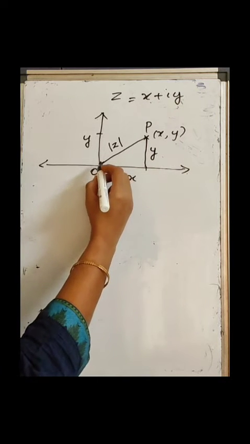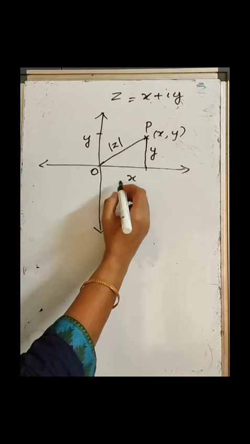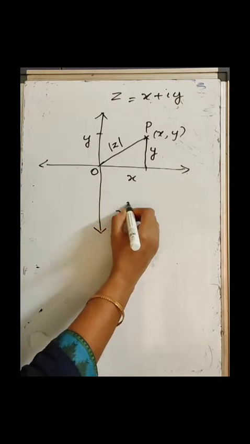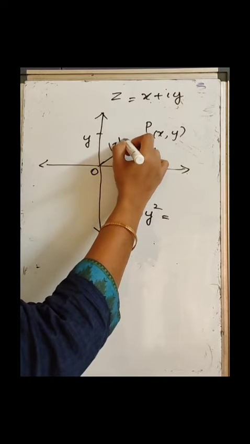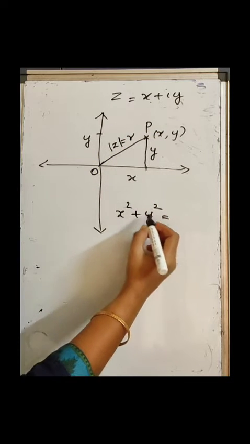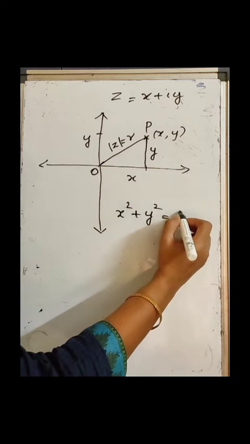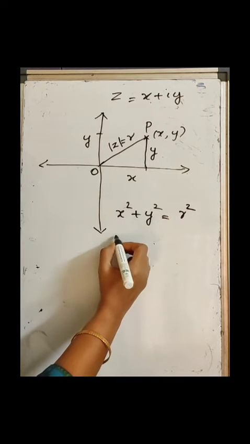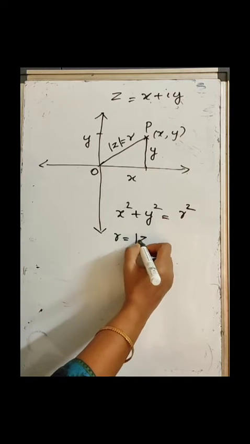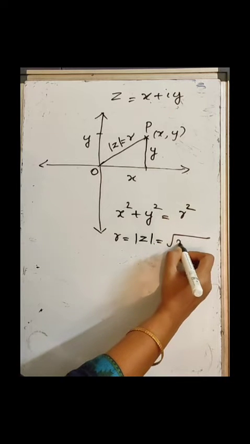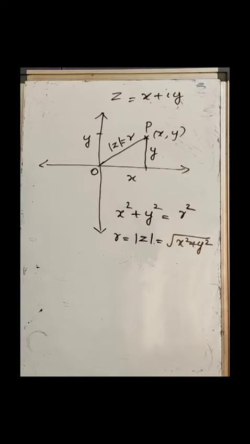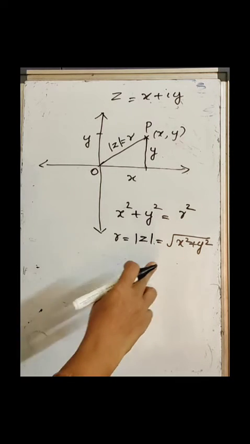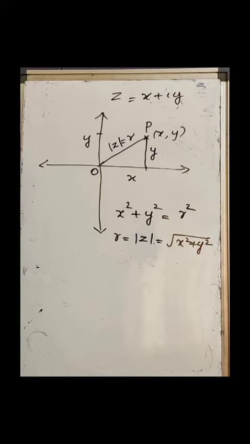So using Pythagoras theorem, you can say that x square plus y square is equal to, you can also represent mod z by the letter r. So x square plus y square is equal to r square, or r is equal to, r means modulus of z, that is equal to root of x square plus y square. So this is a non-negative real number.